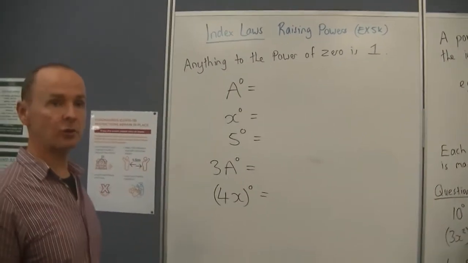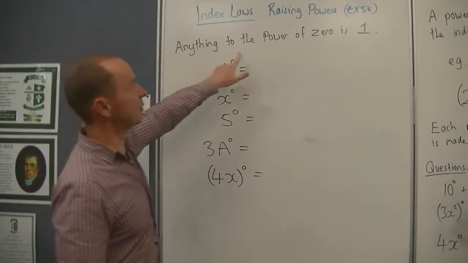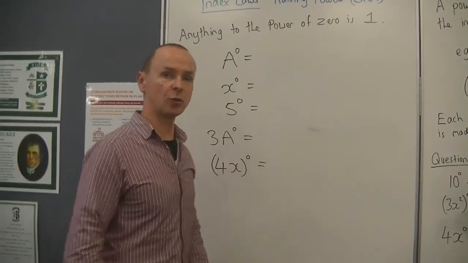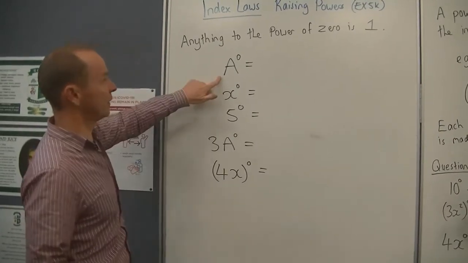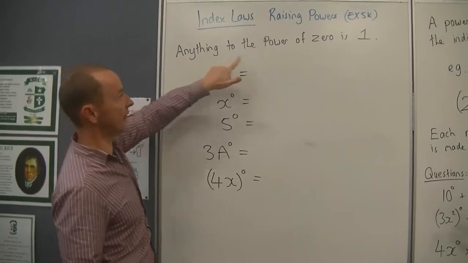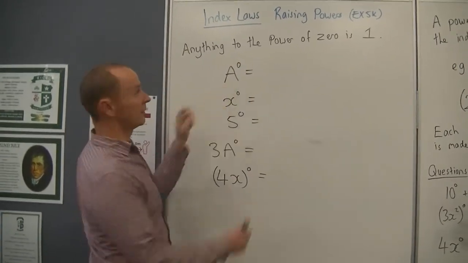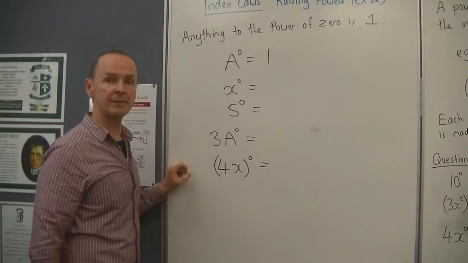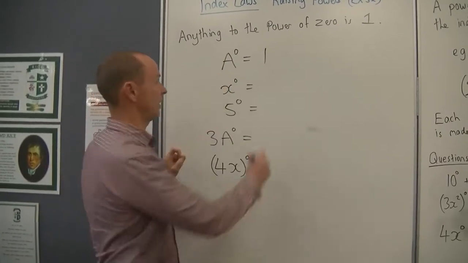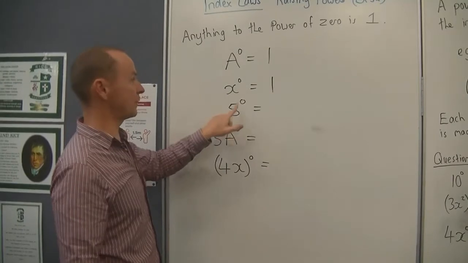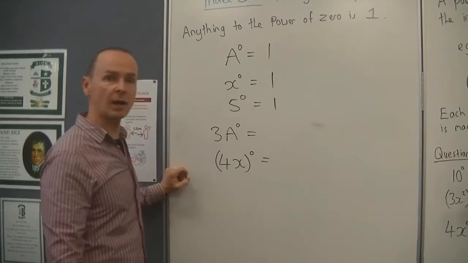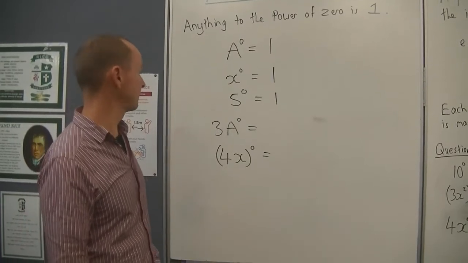So the first thing I want to talk about is anything to the power of 0 is equal to 1. And that's just a rule you have to remember. So, for instance, watch this everyone. A to the power of 0. The rule is anything to the power of 0 is 1. So the answer is 1. That's it. X to the power of 0. Anything to the power of 0 is 1. 5 to the power of 0. Anything to the power of 0 is 1. So the answer is 1. Good job so far, everyone.